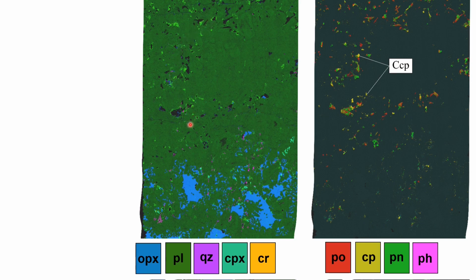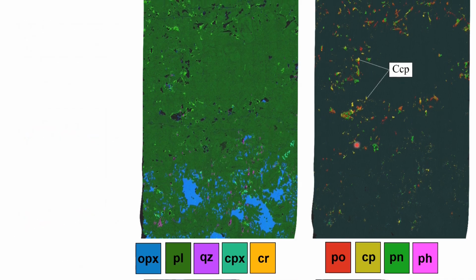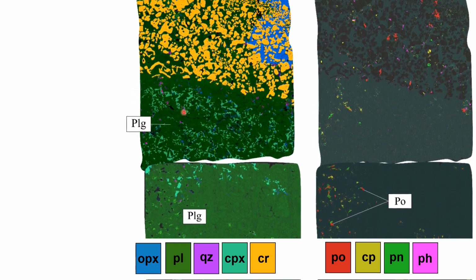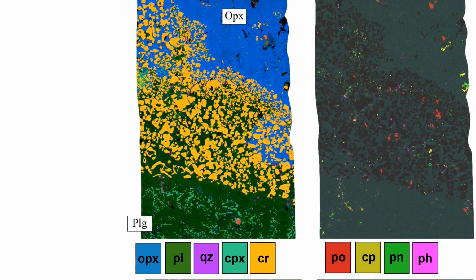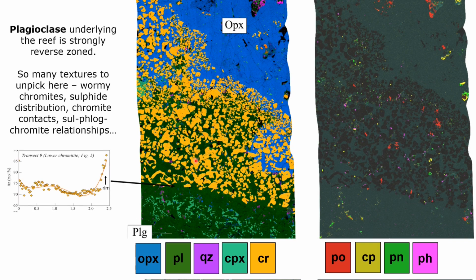sulfide network as well. If we take plagioclase compositions of those adjacent to this intercumulus material, we can see that it is strongly reverse zoned compared with plagioclase that is not adjacent to intercumulus material. As we continue to pan up, take note of this meandering sulfide network. We eventually hit an area rich in intercumulus clinopyroxene and then a zone of almost pure plagioclase directly underneath the lower chromatite. Now, plagioclase in this band is also strongly reverse zoned.